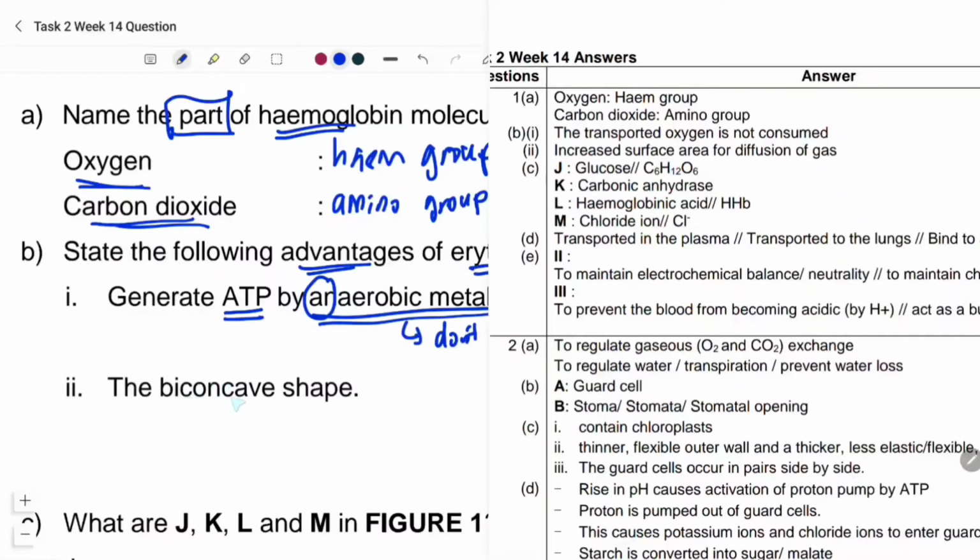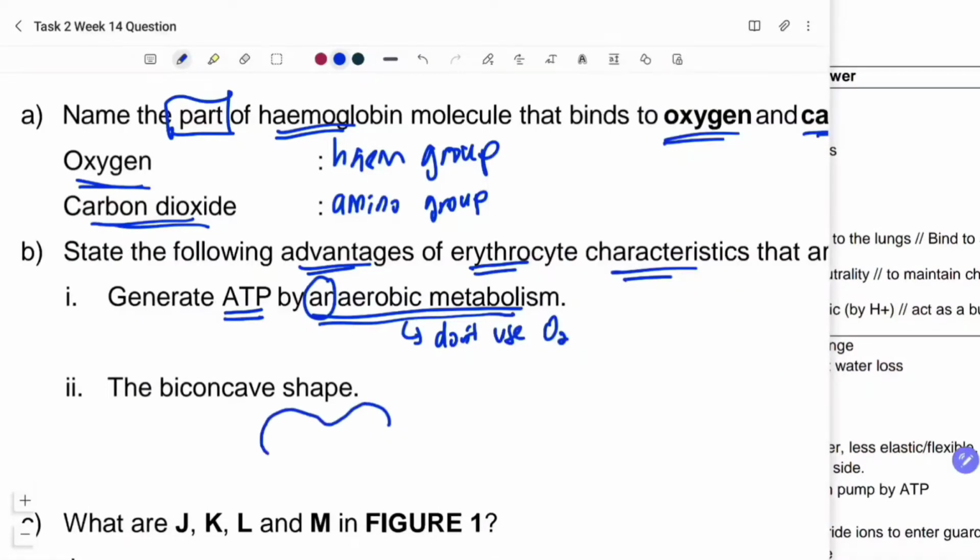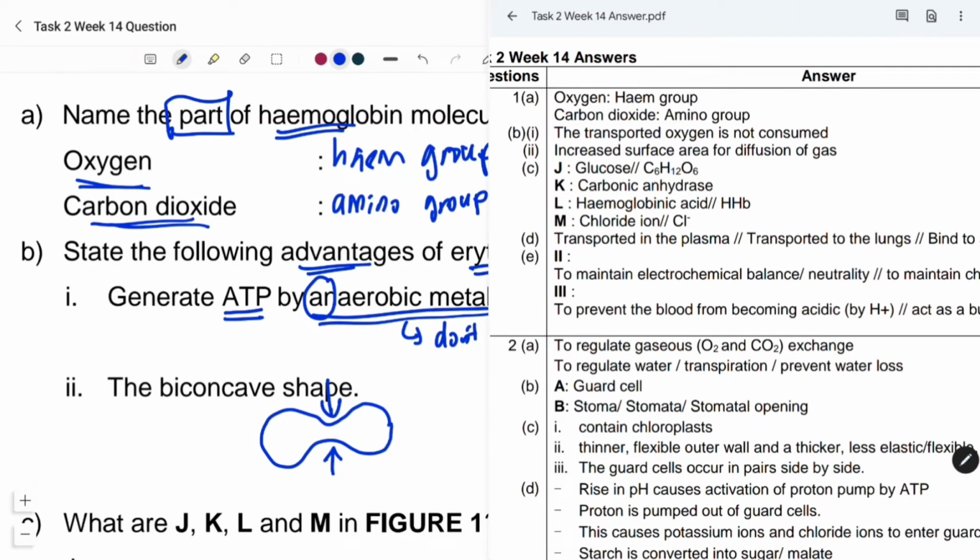So yang kedua, the red blood cell has a biconcave shape. So the shape biconcave ni maksudnya dia bentuk macam ni. So ni dia biconcave. So ada dua concave kat sini. So kenapa pentingnya dia ada biconcave shape? So the only answer is untuk increase surface area for diffusion of gas ataupun for gaseous exchange. Itu sahaja dia punya importance.